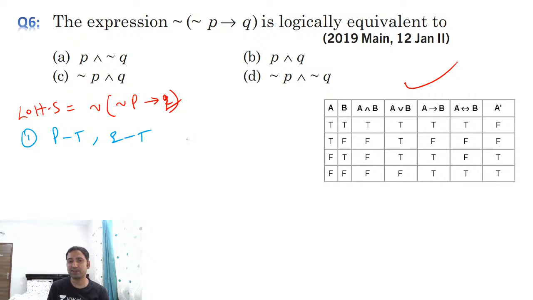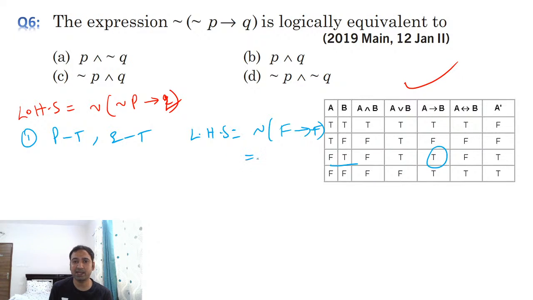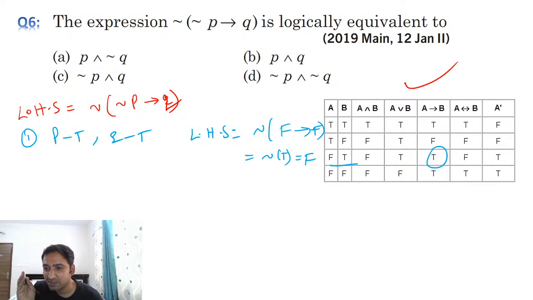So let's calculate the left hand side. When we calculate the left hand side here, what are we getting, guys? Negation of true. Negation of true is what? False. False implies true. False implies true is equal to true only. So this we are getting as negation of true. Negation of true is what, guys? False. In the options where we are getting false, we need to check it.